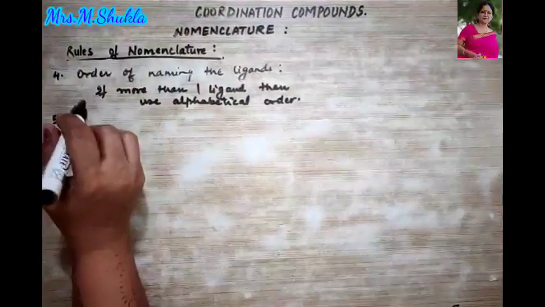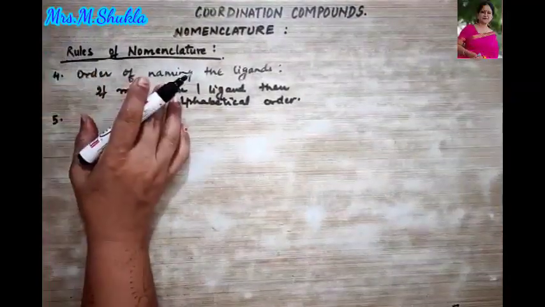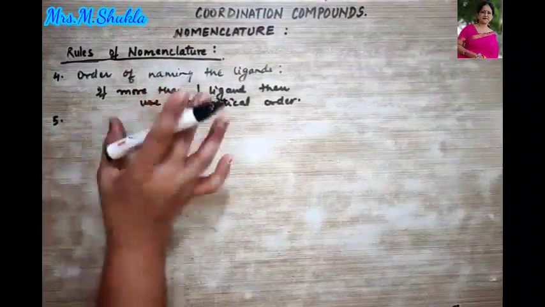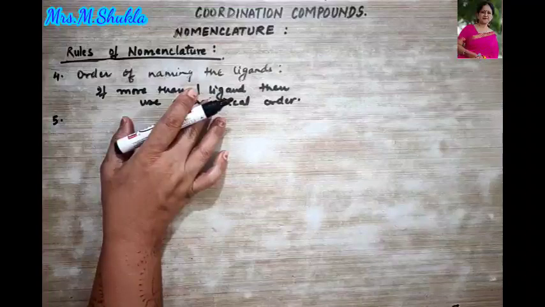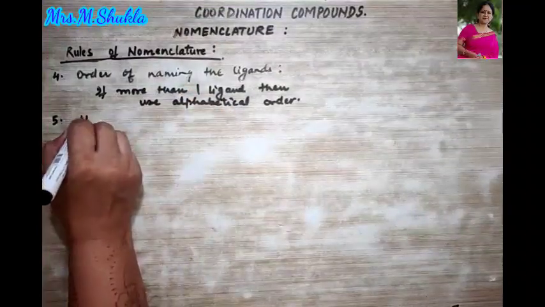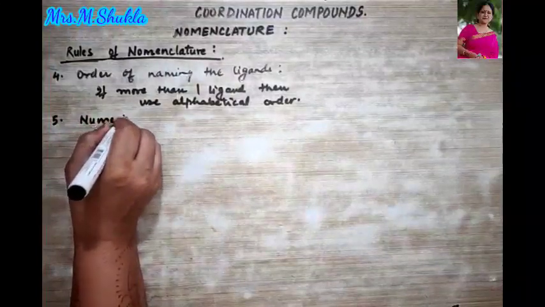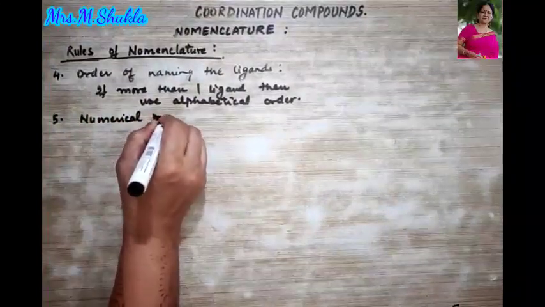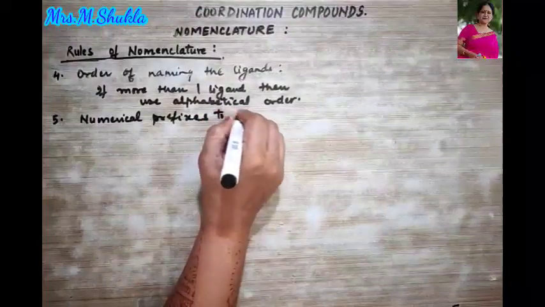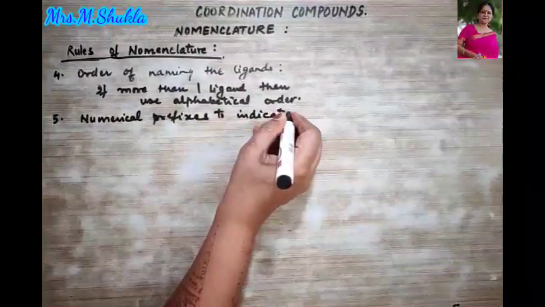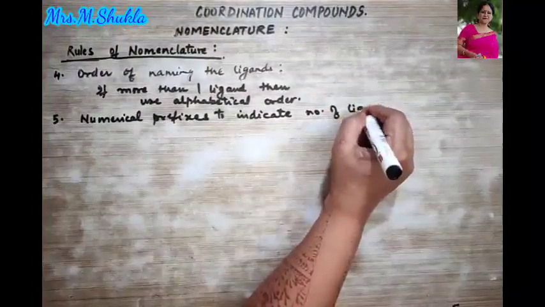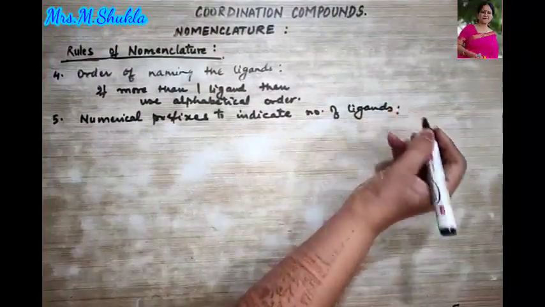Then the fifth point in the rule of nomenclature that you need to remember: the prefixes have to be indicated. Numerical prefixes have to be indicated to show the number of ligands. Okay, numerical prefixes to indicate the number of ligands. So how do we write that?